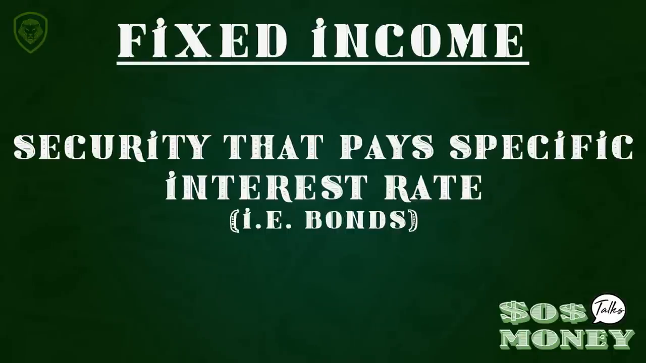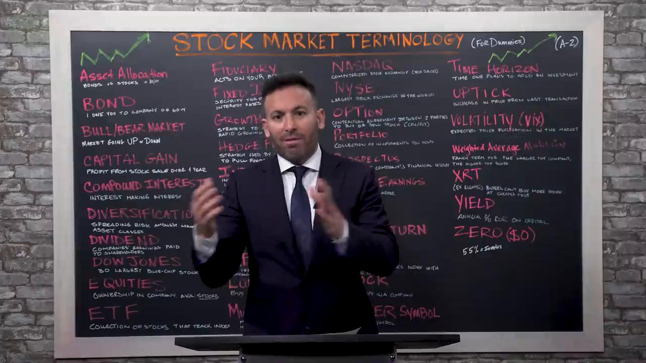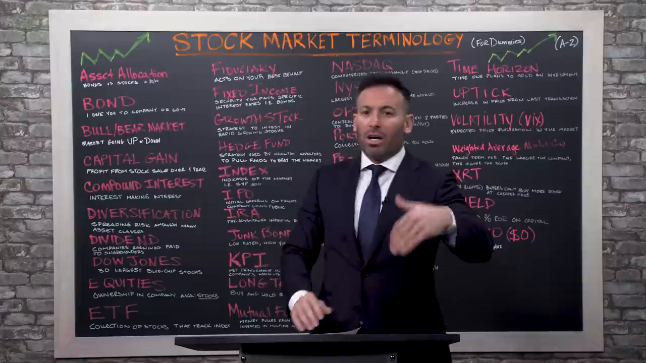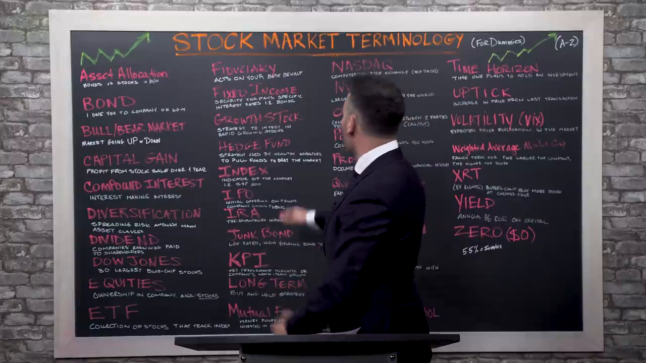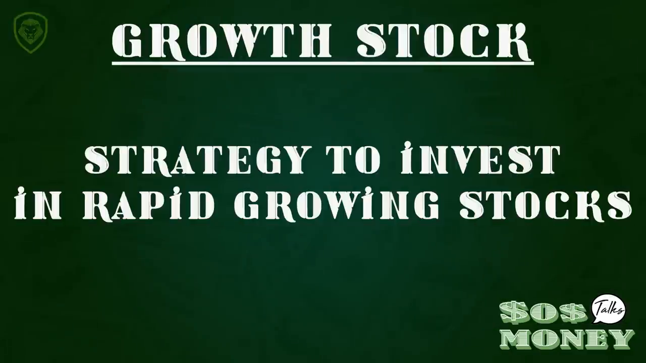Fixed income. Fixed income is a security that pays a specific interest rate. This is typically known as bonds. Fixed income, typically known as bonds, can also be preferred stock. Next up, we got growth stock. Growth stock is a strategy to invest in rapid growing stocks. That's growth stock.